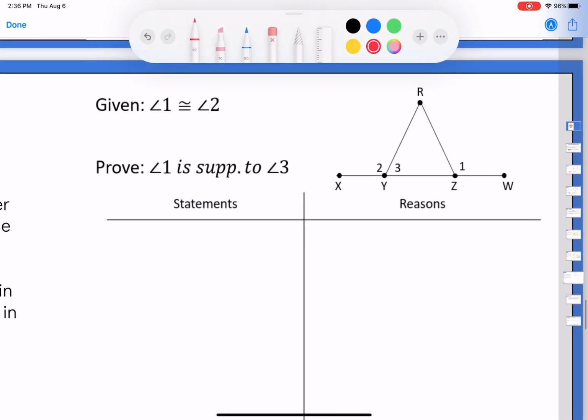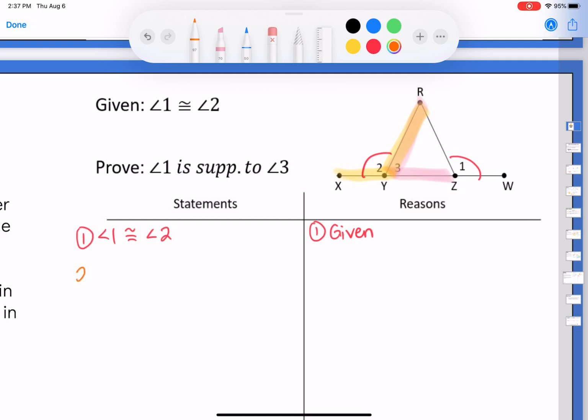Okay, my one and only given here is that angle 1 is congruent to angle 2. Given. I'm trying to get that angle 1 is supplementary to angle 3. Oh boy. Well, I see that angle 2 and angle 3 are supplementary, right? Angle 2 and angle 3 are supplementary. If I do a different color here, those are adding up to that straight angle. Okay, so maybe I want to start there.